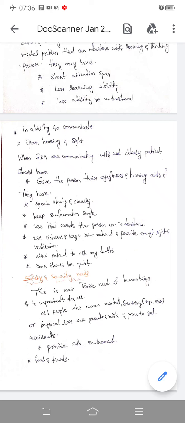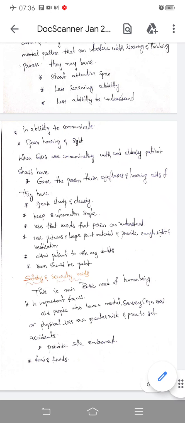Next, allow the patient to ask any doubts. Patient here means old age people, so we have to give them a chance to ask any doubts. If they have any doubts, we can clarify. We should give some time to ask doubts. Next, the room should be quiet. The room of the old age people should be quiet.